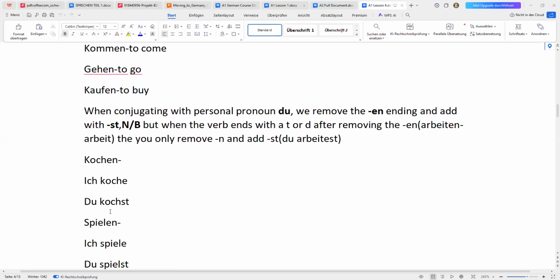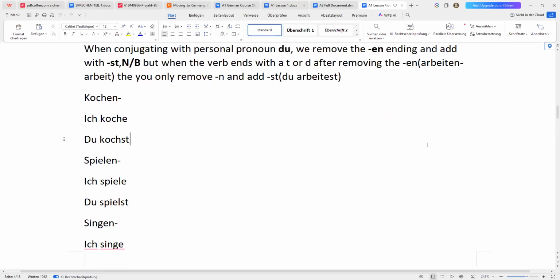But I've given an NB now that when you remove the en, like in the verb arbeiten, you remain with a t at the end. You remain with the word arbeit. So when you add st, it will be difficult to read arbeitst. It is a little bit difficult. Then you only remove that n alone, meaning the e is remaining. So that now when you conjugate, it is like du arbeitest. So with those ones that end with a t or a d, mostly you just remove the n alone and you add the st. So that is the rule with the second person du.